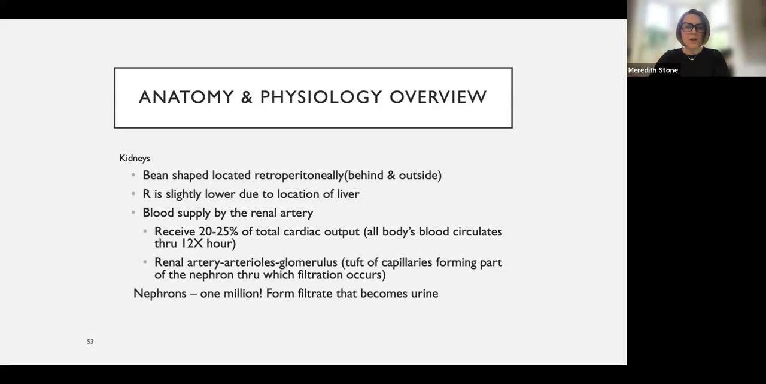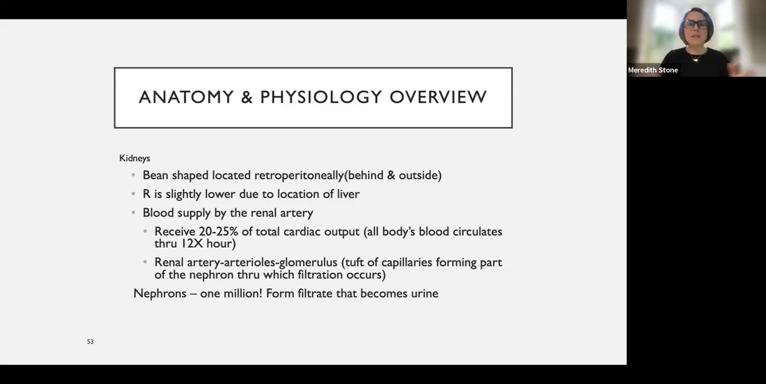The other thing is knowing what the blood source is, right? So the renal artery is what supplies the blood to the kidneys. And this is kind of an interesting fact, right? All of the blood in your body is going to circulate 12 times every hour. And both of your kidneys together are going to receive 20 to 25% of the cardiac output. So that's kind of important to understand the filtration power of your kidneys, okay?